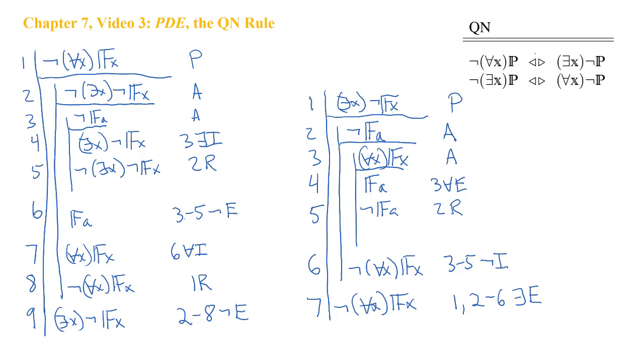So we've just shown the interderivability of not all x Px and some x not Px, which justifies the equivalence replacement rule for the top row there. The book shows how to do it. These two as well, I'll leave it up to you.